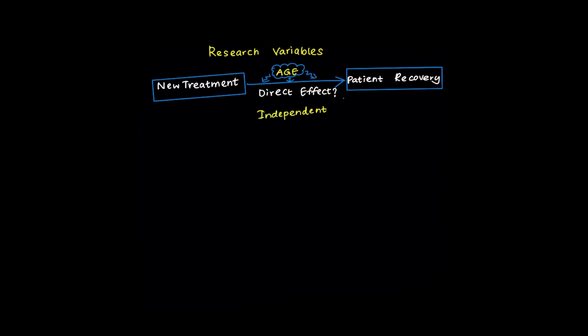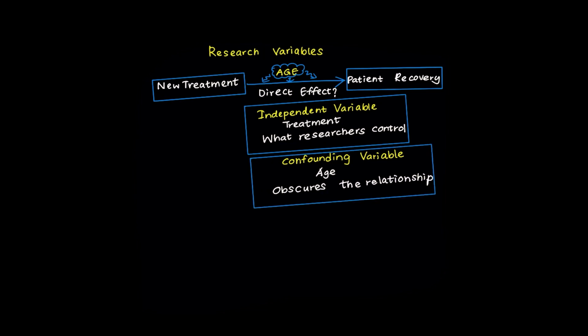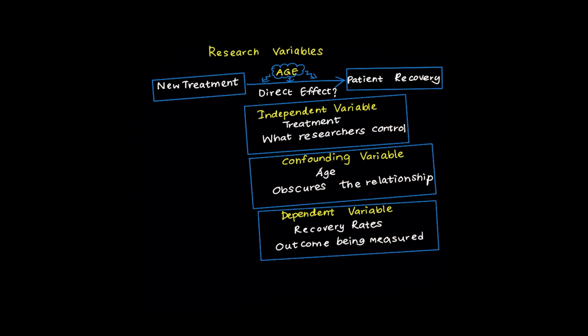Think of it like trying to hear a conversation in a noisy restaurant where the background noise makes it hard to understand what's being said. Age is interfering with the treatment-recovery relationship, making it difficult to know if improvements are from the treatment or just because younger patients naturally recover better. The independent variable would be the treatment itself, because that's what researchers are actively manipulating or controlling. The dependent variable is patient recovery rates, because that's the outcome being measured that depends on the treatment.